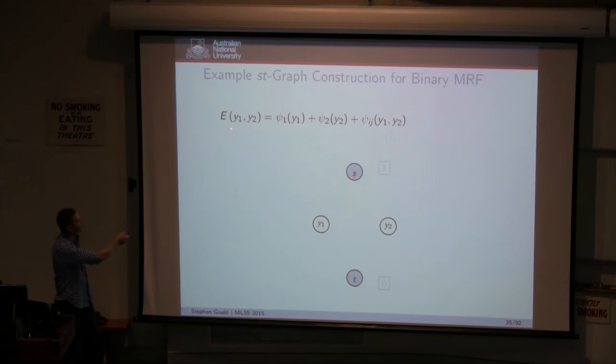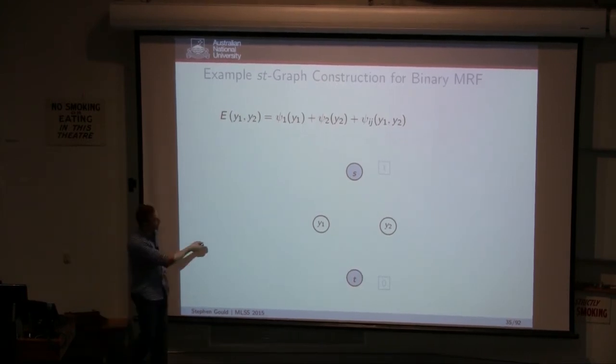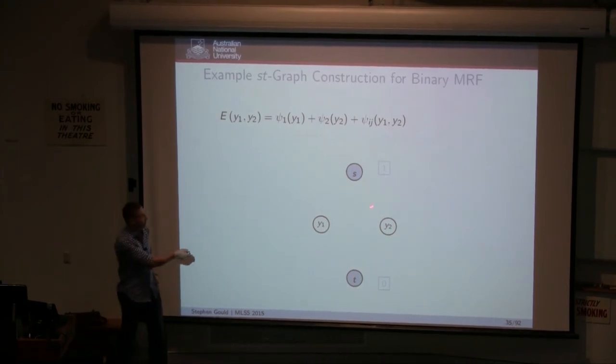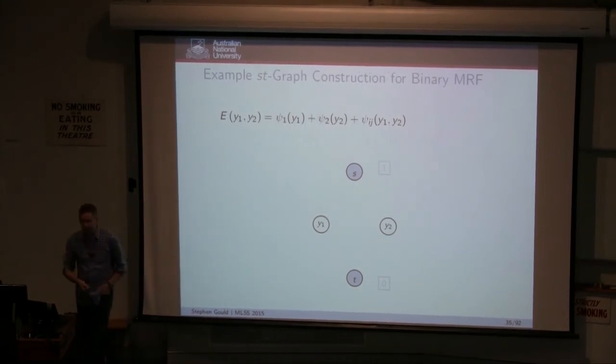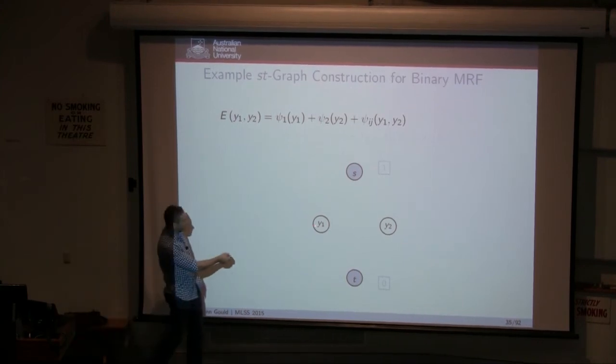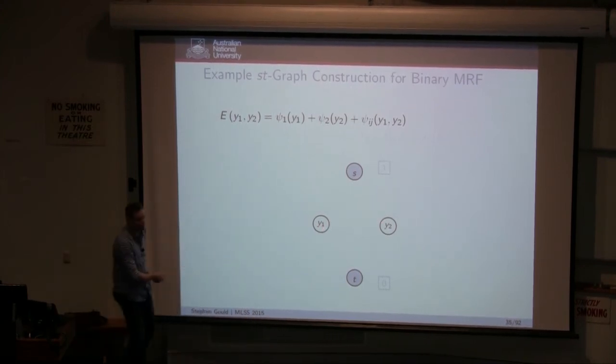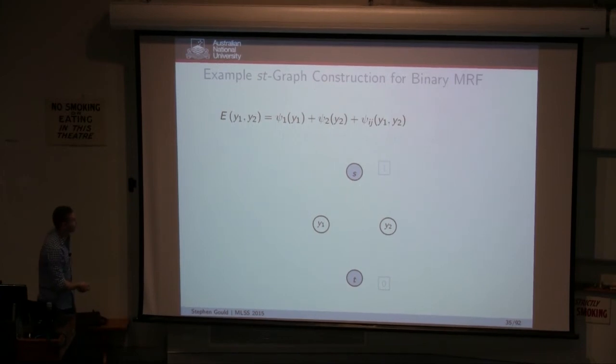Here's our energy function that we had before. So we had this energy function defined over 2 variables, y1 and y2. It's got these 3 potentials. And so what I'm going to do is construct a graph where I have the S node and the T node. And I'm going to denote everything that falls into the S set as having label 1, and everything that lands in the T set as having label 0. Okay? And then in addition, I'm going to have a node for each of the variables in the model.